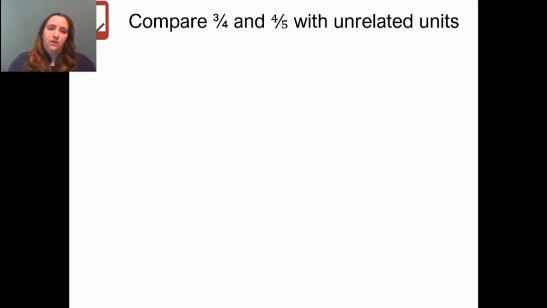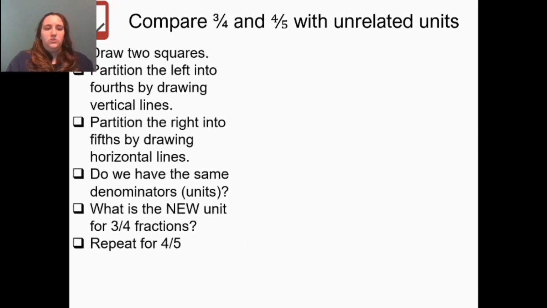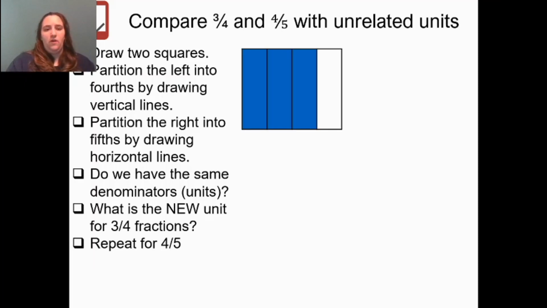So we are going to be comparing 3/4 and 4/5 with unrelated units. We're going to start by drawing two squares, and you're going to partition the left into fourths by drawing vertical lines. I've gone ahead and done that for you. Here's our first square on the left, split into fourths by drawing vertical lines, the lines that go up and down. Pause for a second until you have a drawing that matches mine.